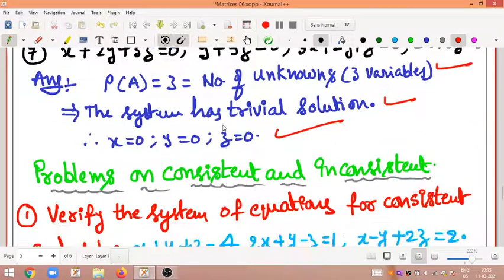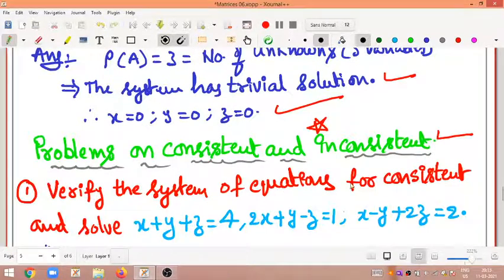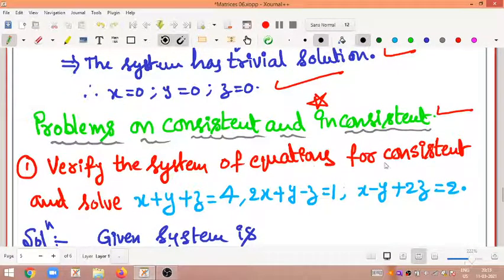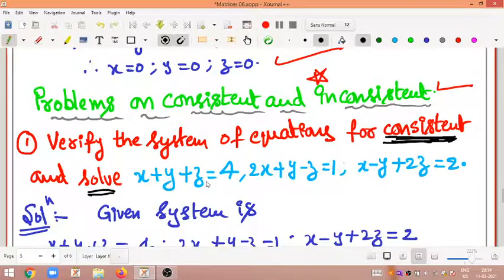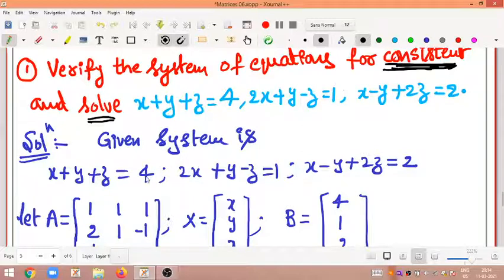Now if the problems are clear, I will move on to the next topic, that is consistent and inconsistent problems. This is very, very important and interesting. See here, my friends. Verify the system of equations for consistency and solve. There are two questions: first, whether it is consistent or not consistent, we want to check; again, solve that system. The given system is x plus y plus z is equal to 4, 2x plus y minus z is equal to 1, x minus y plus 2z is equal to 2.